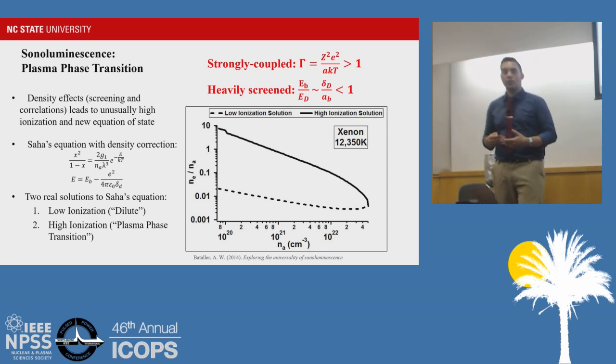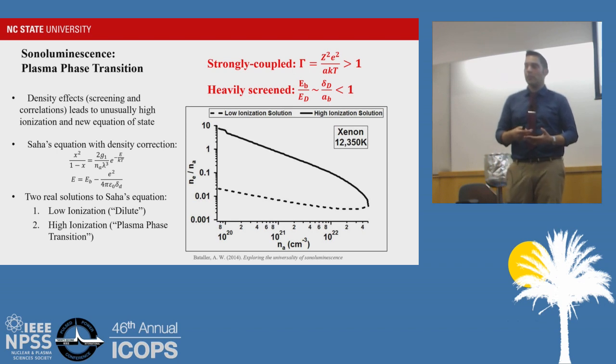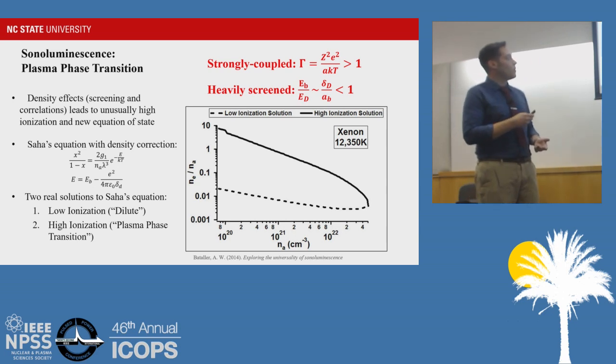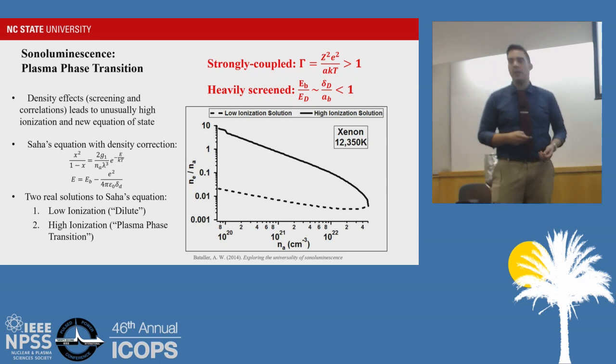Saha's equation tells you, if you have a certain temperature and density of a plasma, what the ionization level is. And what we find is that if you don't have any density corrections, you end up with this bottom curve. And this bottom curve is as a function of density. So if you follow along this curve, right around here, our ionization should be less than 1%.